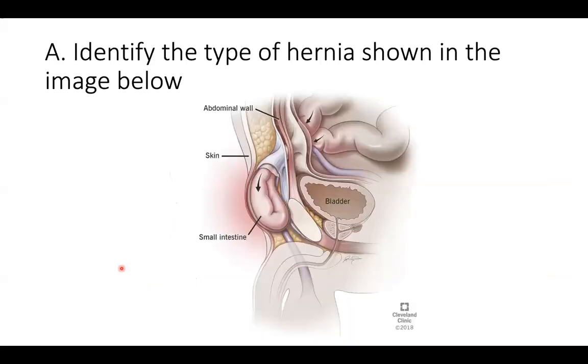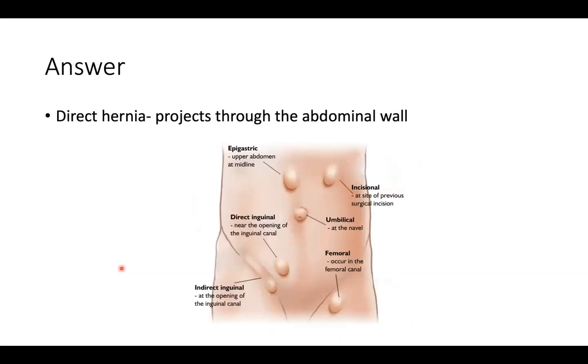All right, so next we're going to move on to station 9. Identify the type of hernia shown in the image below. We'll pause the video right here. All right, so the answer is that was the direct hernia. And why did I say that was the direct hernia? It's because it was projecting through the abdominal wall.